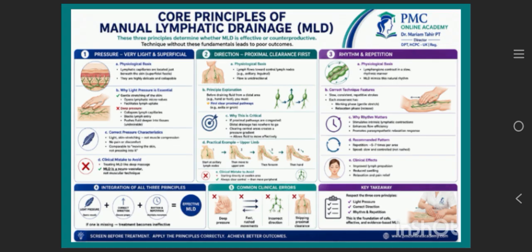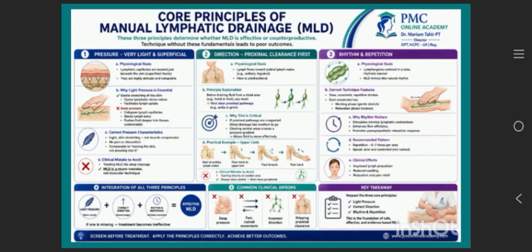Next is the clinical mistake to avoid: treating MLD like deep massage. Don't treat MLD like deep massage. MLD is a neurovascular, not a muscular technique. You should not do deep massage. You should do superficial massage.